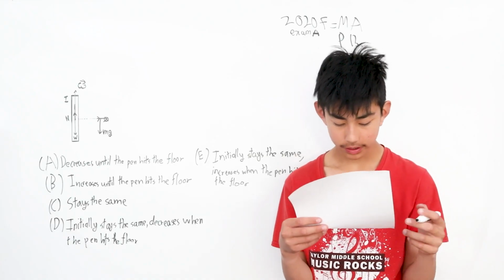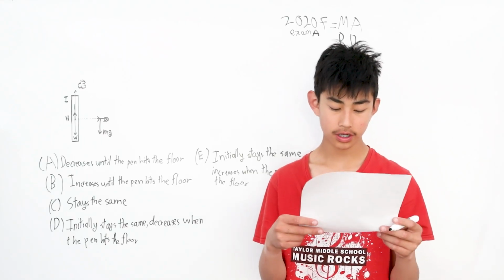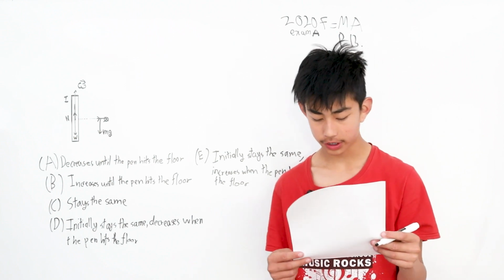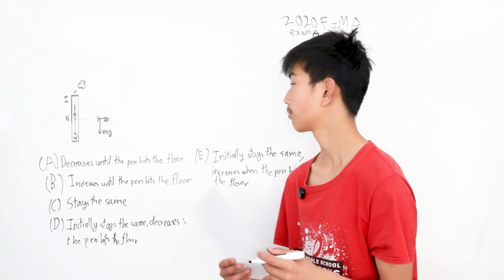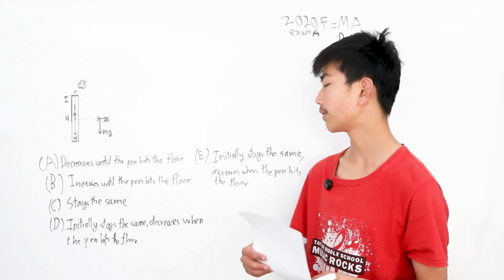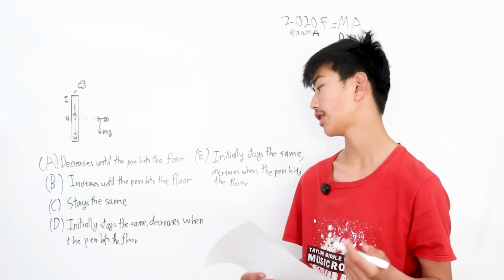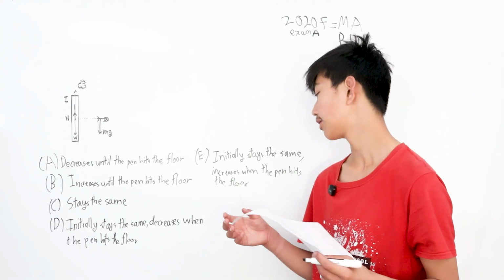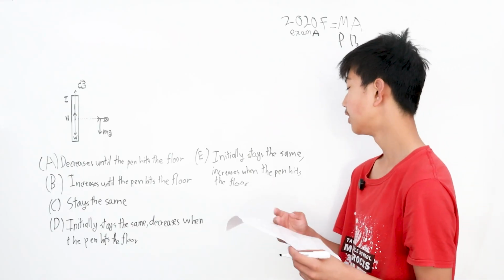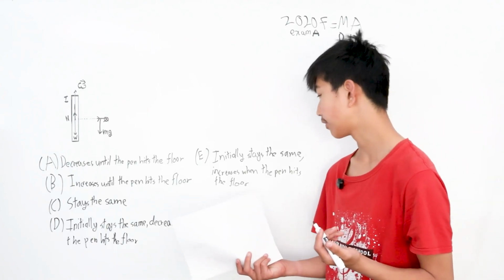Afterward, what happens to the vertical component of the angular momentum of the system consisting of the ballerina and the pen? You may ignore all friction, but not gravity or normal forces. And then we have A, it decreases until the pen hits the floor. B, it increases until the pen hits the floor. C, it stays the same. D, it initially stays the same but decreases when the pen hits the floor. Or E, it initially stays the same but increases when the pen hits the floor.